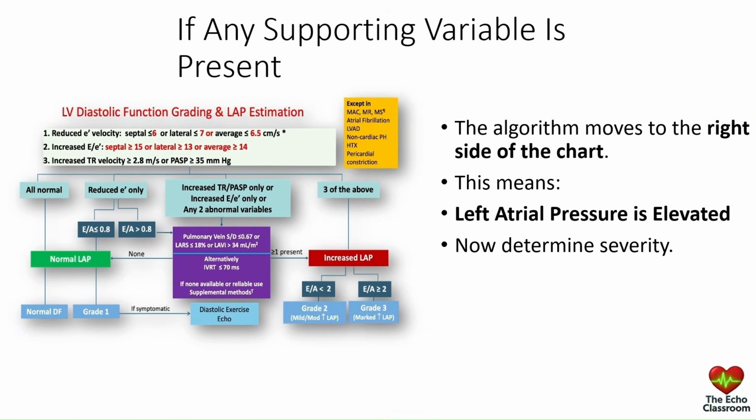Once we know the left atrial pressure is elevated, we move to the final step of the chart, which is determining the severity of the diastolic dysfunction to decide between grade 2, which is pseudonormal filling, and grade 3, which is restrictive filling. Remember, step 4 is mostly about confirming whether the filling pressure is normal or elevated. Once that question is answered, the chart can then determine what grade of diastolic dysfunction is present.